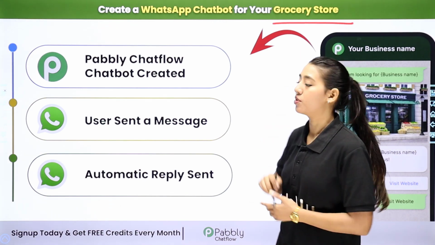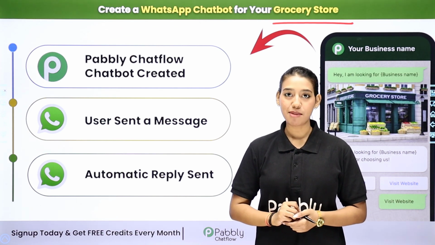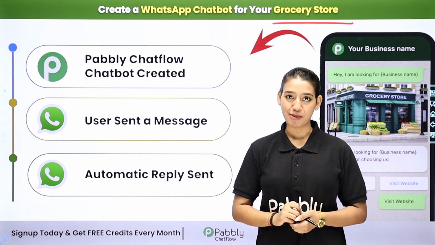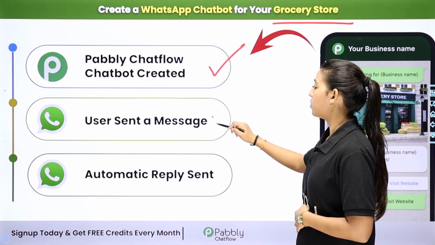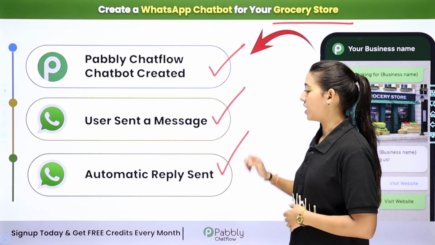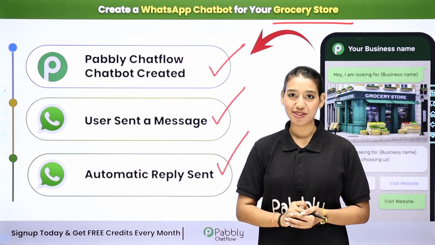chatbot for your grocery store. If you run a grocery store, then manually responding to all the queries about deals and product availability can be a very time-consuming process. So with the help of Pabbly Chatflow, we are going to create a WhatsApp chatbot which will respond to all of these queries and automate this whole process on our behalf. Now if you want to learn how to create this amazing chatbot, then let me take you to my screen.